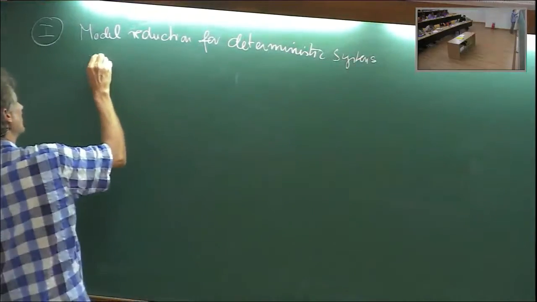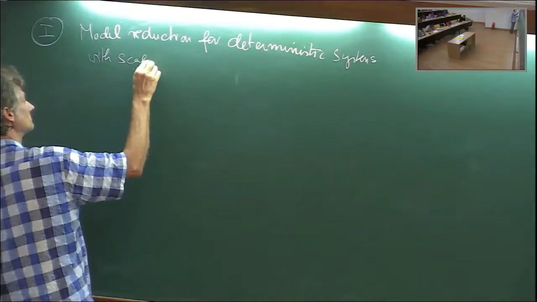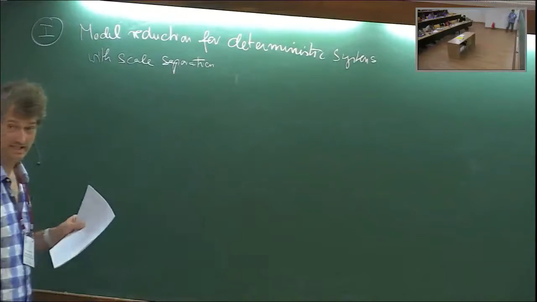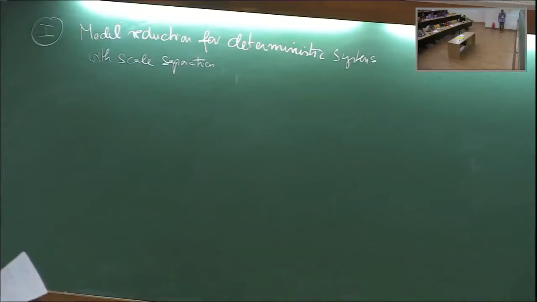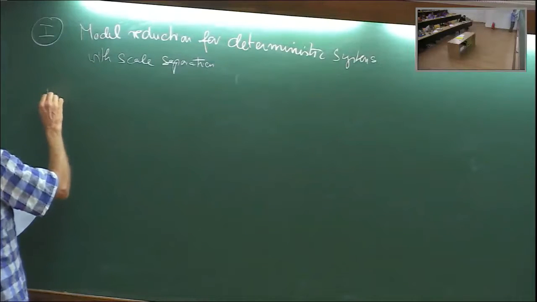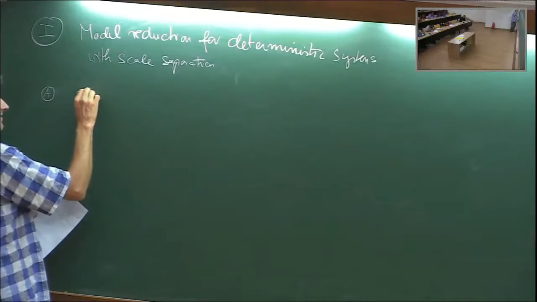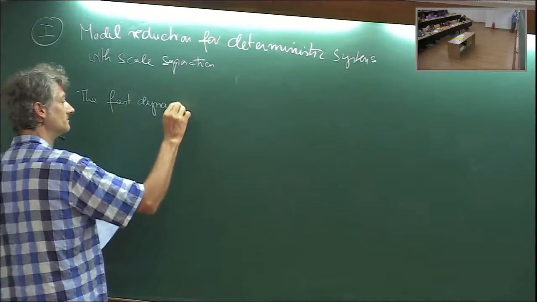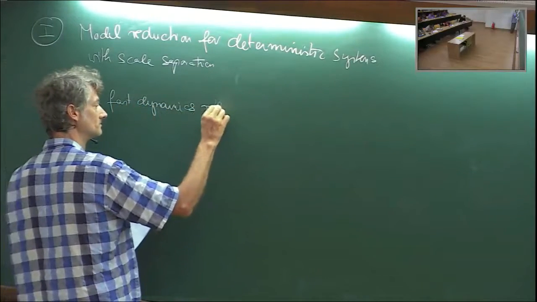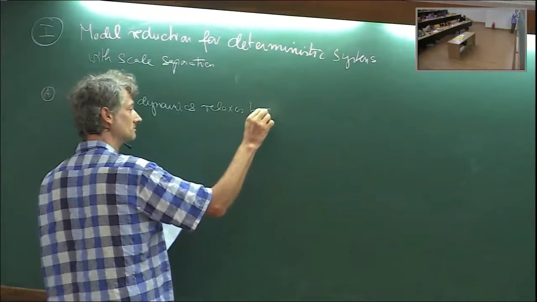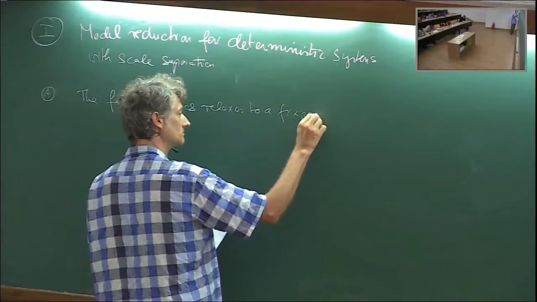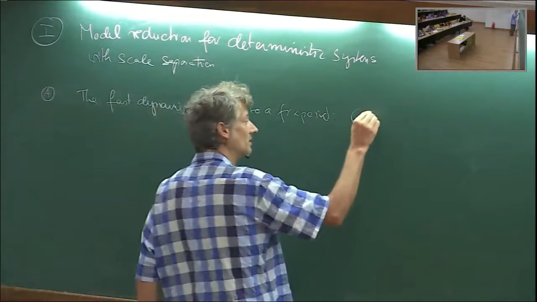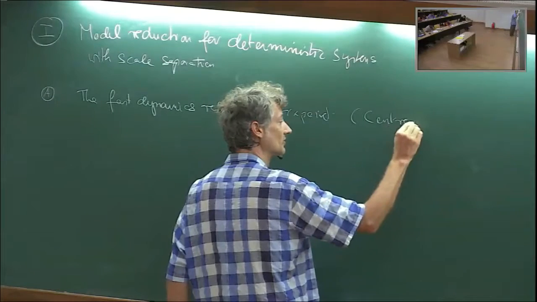With scale separation. The weakly coupled case we do a couple of lectures later. And let's start with the first case, where the fast dynamics relaxes to a fixed point. Okay. And what we're going to learn about today is called center manifold theory.